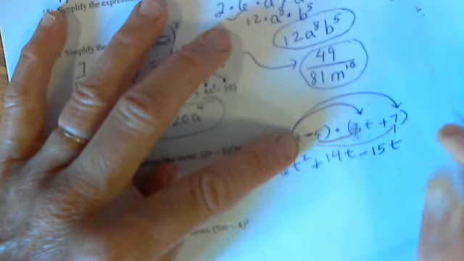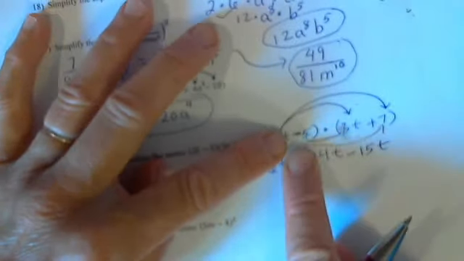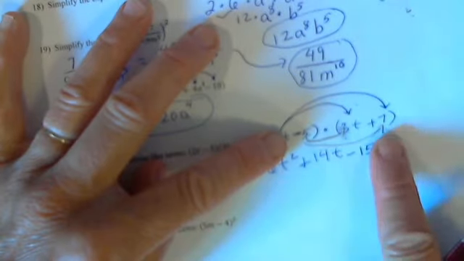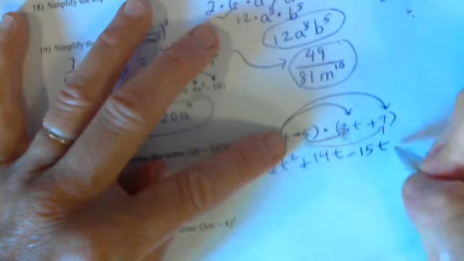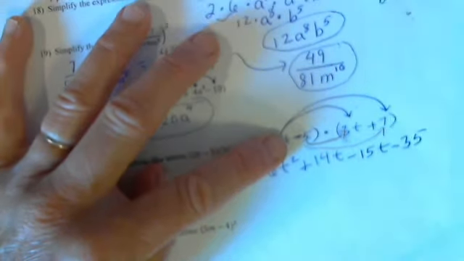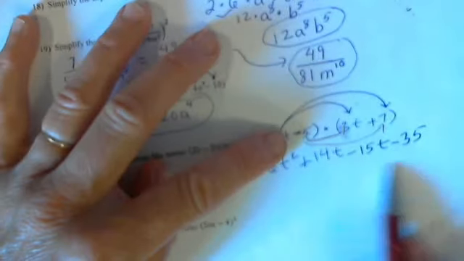And look how I wrote it. I wrote it as subtract 15t. Alright, now I have to do the other multiplication. Negative 5 times a positive 7. Negative 5 times positive 7 is negative 35. So watch how I write it. I write minus 35. Okay, I'm almost done.